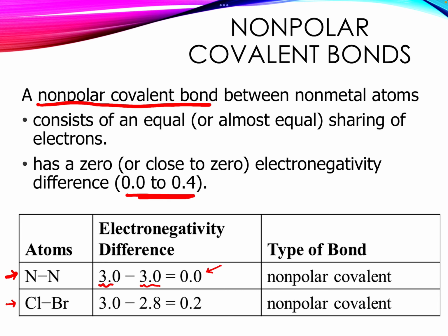So you just do big minus small. You don't need to do one or the other, just big minus small. And you can see our difference here is 0.2. So they have a very small difference in electronegativities, but it's small enough that it's classified as nonpolar. Okay, remember, we top out at 0.4 for nonpolar.